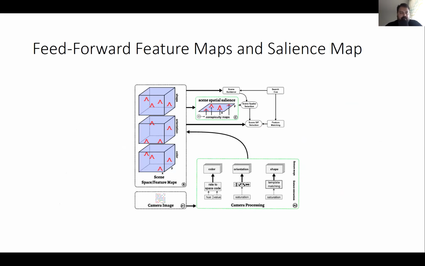Okay, and in the feed-forward feature map, the small change was that we replaced size by shape using template matching. The non-neural algorithm was a very rough approximation of early shape detection in human vision.